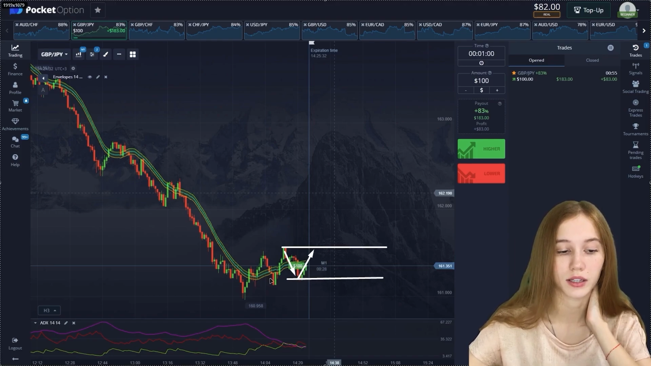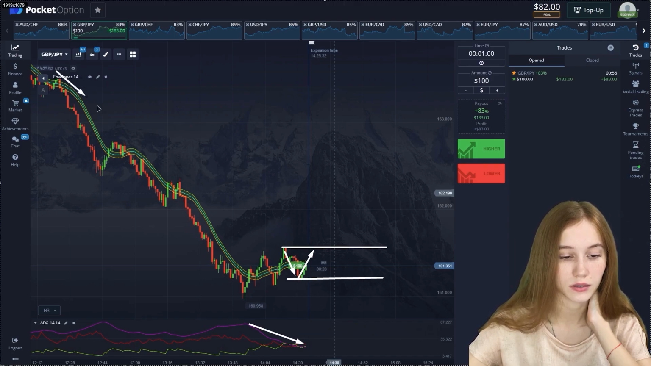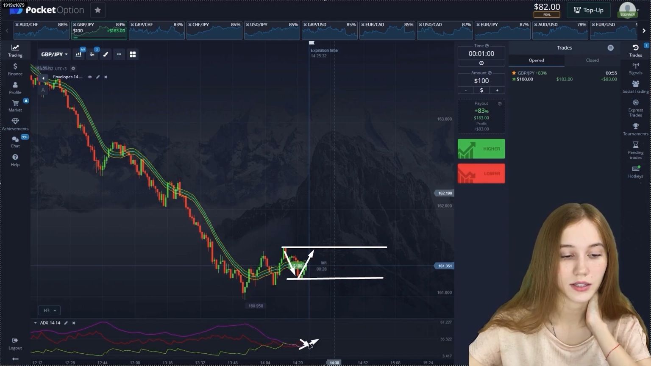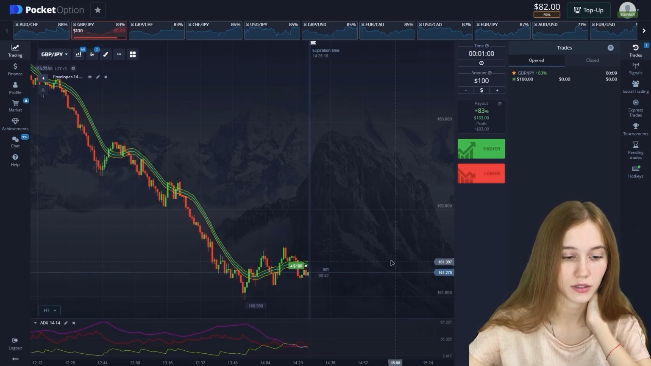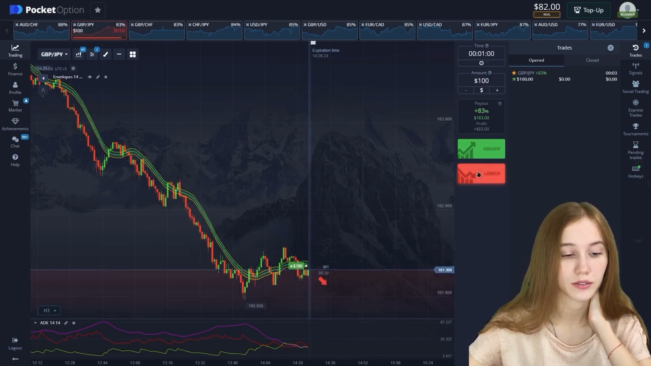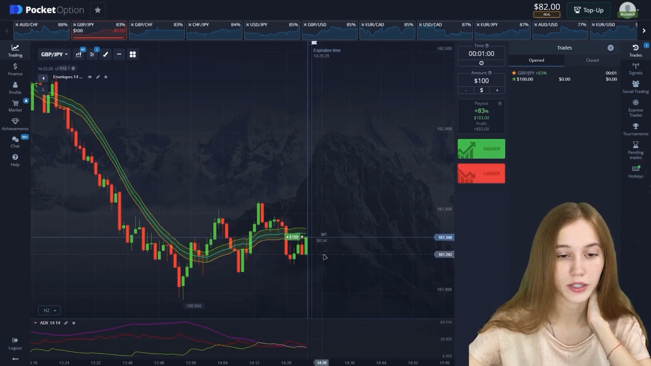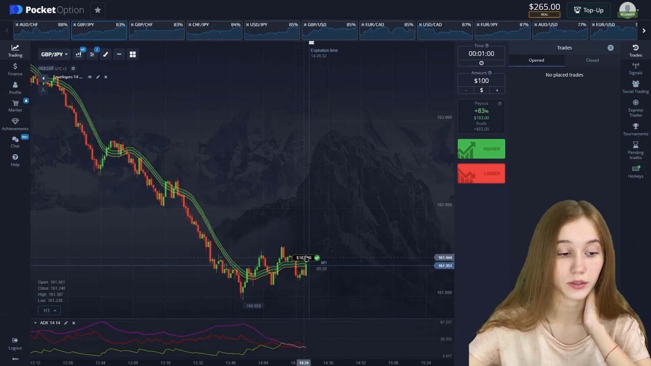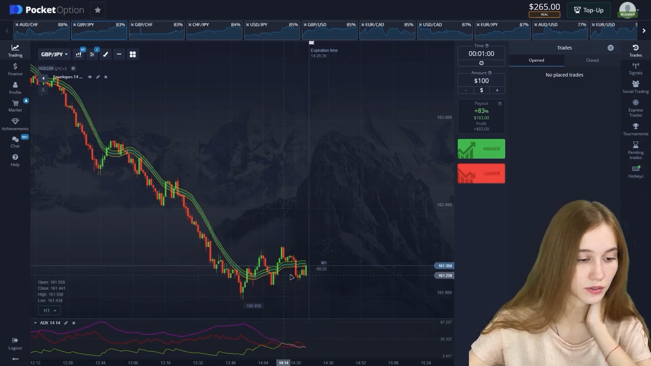There was a sharp decline and a very long one, and now the market will begin to recover. The red line is directed downwards and the green line is directed upwards. This is good. We see a trend reversal. And 5 seconds left until the end of the deal. Yeah, good. Our profit is 183 and the balance is $265. Good. Let's move on to the next concept.